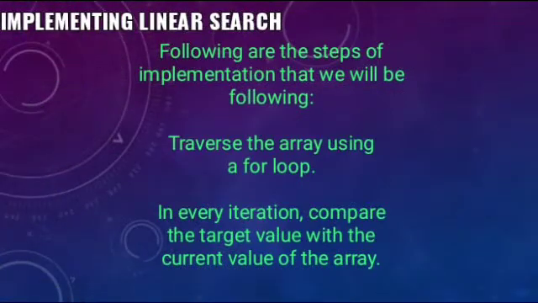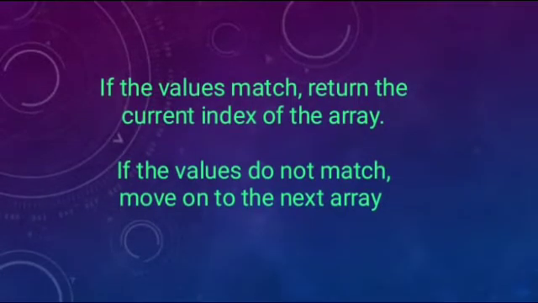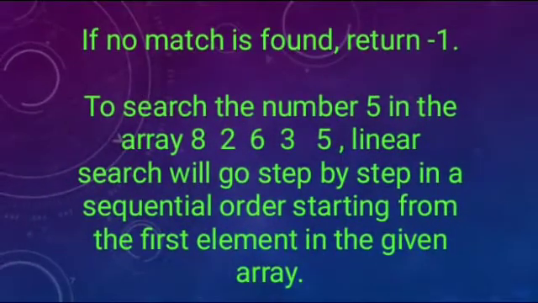Implementing linear search. Following are the steps for the implementation that will be followed. Traverse the array using a for loop. In every iteration, compare the target value with the current value of the array. If the values match, return the current index of the array. If the values do not match, move on to the next element. If no match is found, return -1.